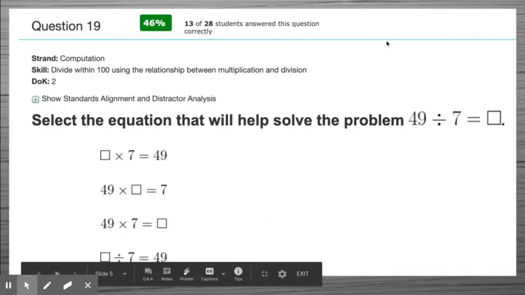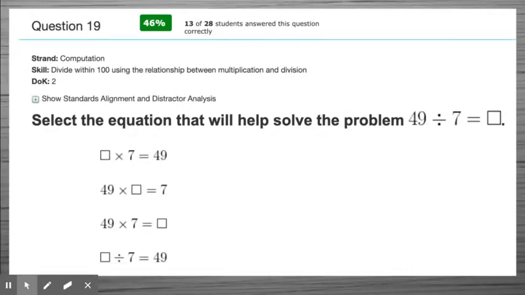Looking at another one, it says select the equation that will help solve this problem. 49 divided by 7 equals something. So again, I want to think about my multiplication and division fact families. This problem could actually be asking you for multiple answers, and so you'll have to pay attention.